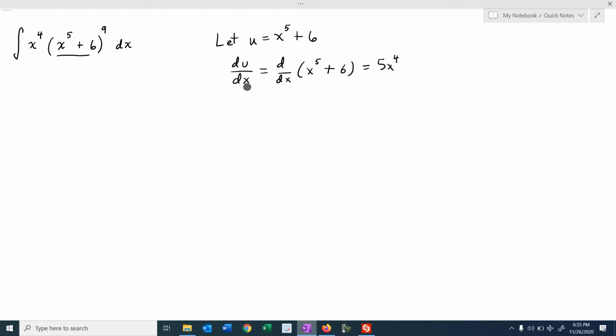Now remember, dx is the differential x, and du is the differential du. And here we're just dividing those two differentials, right? So this can be thought of as a division sign. And so we're going to actually solve for dx here. So the first thing I'm going to do is multiply the dx to the other side. And then we'll divide by 5x to the fourth so that we can solve for this dx.